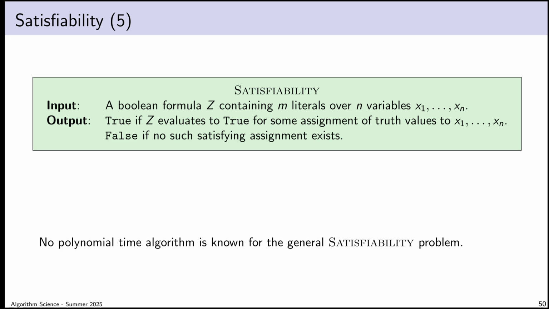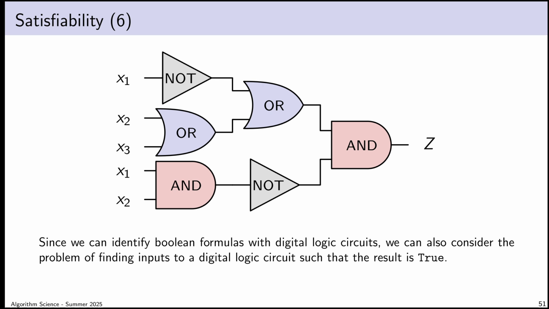So the satisfiability decision problem is I give you some arbitrary Boolean formula on n variables, and I just want a yes or no answer. Is there some way to satisfy this formula? I don't even need you to give me the satisfying assignment. Just tell me whether one exists. No polynomial time algorithm is known for that problem.